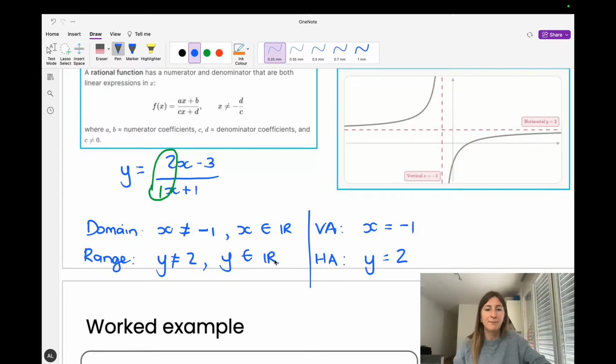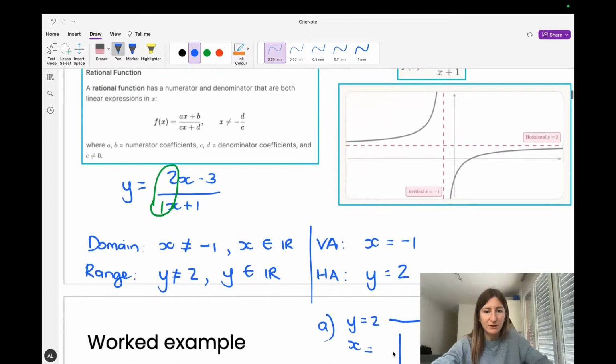In your exam, they will ask for the equation of the horizontal asymptote or the equation of the vertical asymptote. It is super important that you write x equals the number or y equals the number. If you just write the horizontal asymptote is 2, you will not get a mark for that because they said write the equation. So you have to write y equals 2. And make sure you get them the right way around. So horizontal is y and vertical is x.